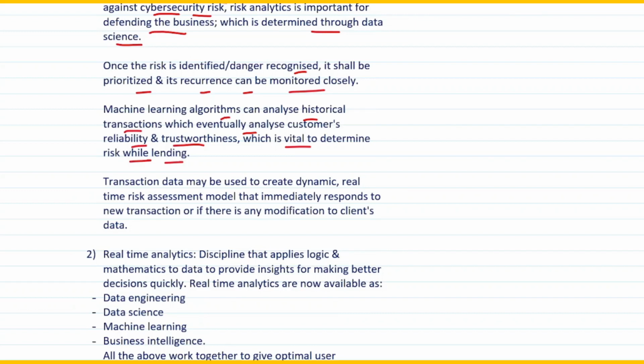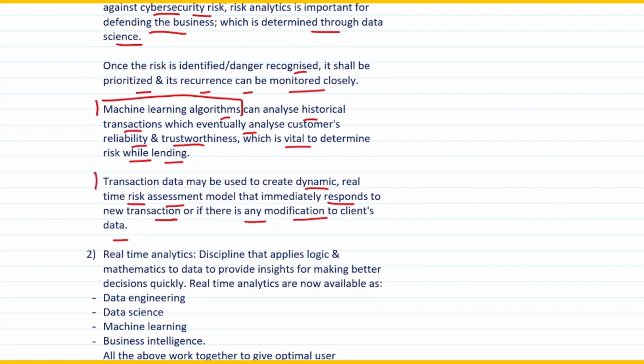Otherwise it can prove out to be an NPA, that is a non-performing asset. So you got to make sure that you lend it to the right person. So in that case, these machine learning algorithms play a very vital role. Now the transaction data may be used to create a dynamic real-time risk assessment model that immediately responds to new transactions or if there is any modification to the client's data.